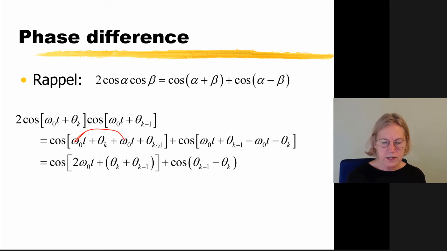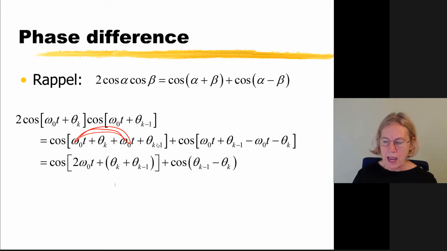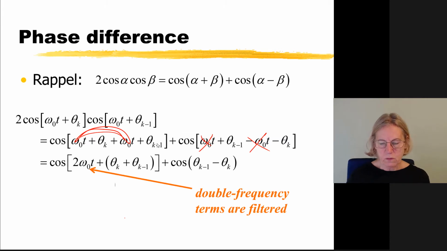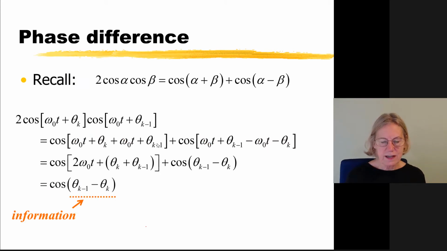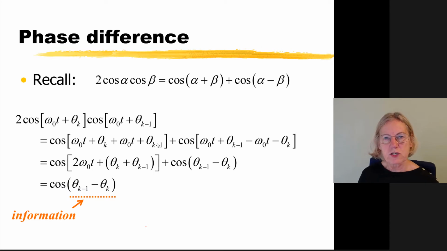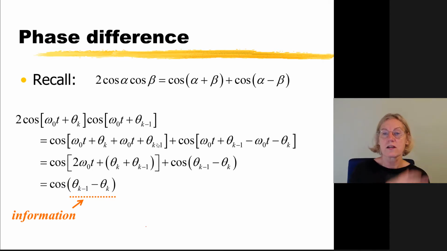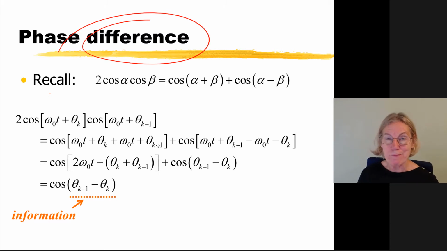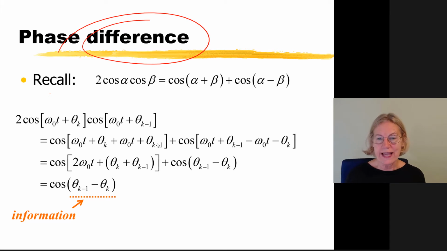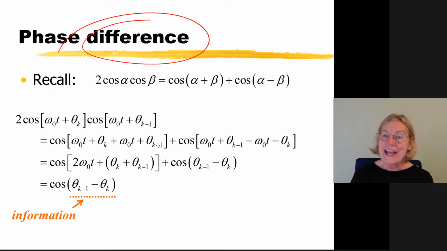And here, of course, I've got the double frequency term. And in this other term, the frequencies cancel out. The double frequency term can be easily filtered. And so what remains is just the cosine of the difference between the phase in the previous interval and in the current interval. This phase difference is where I'm going to code my information. So the actual information is not in the absolute phase at time k or in the absolute phase at time k minus 1. It's in the difference between the two.